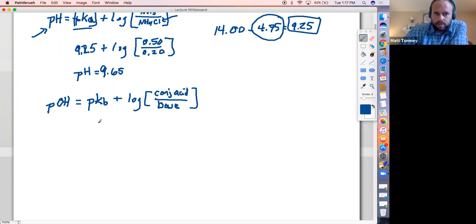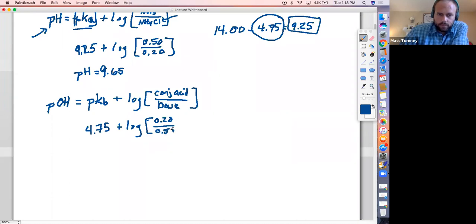So you can turn around, if this is the way you wanted to solve this equation, and say, all right, I don't want to do my conversion for the pKa, so I'm just going to put pKb in here because that's what was given in the problem, plus the log. Now you have to remember to reverse these. It's the conjugate acid over the base. So it's going to be the opposite of what we saw above. It'll be 0.20 over 0.50. Okay, that will equal the pOH. So if you solve for that, you're going to find that the pOH is equal to 4.35.